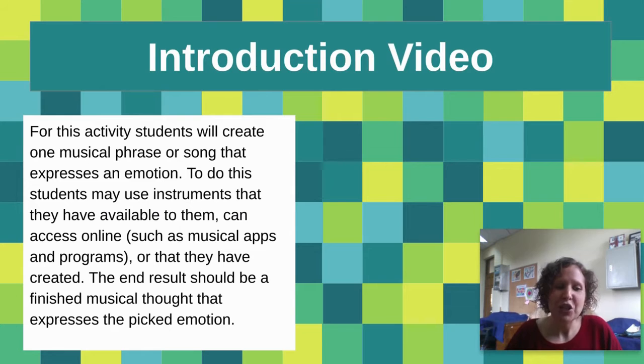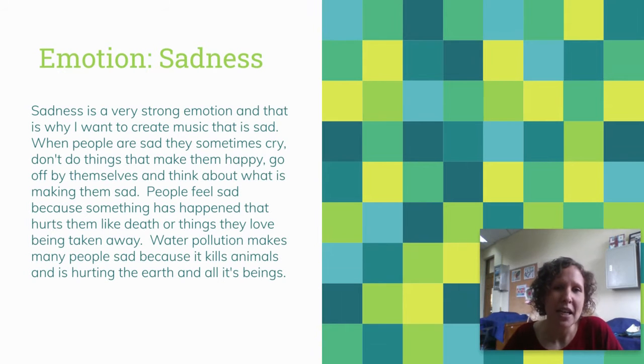The end result should be a finished musical thought that expresses your picked emotion. So whatever you pick, it needs to express your emotion. So be thoughtful with what instrument you end up picking. This slideshow that I have here is an example of something that I wrote for you. At the beginning, you do need to explain your emotion because where you got your song from is very important for this project. I picked sadness.